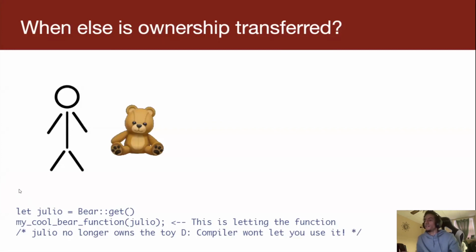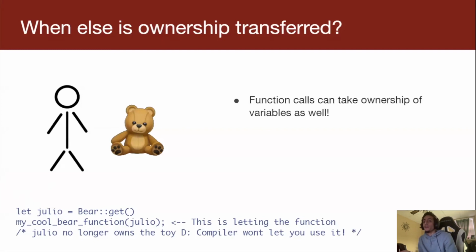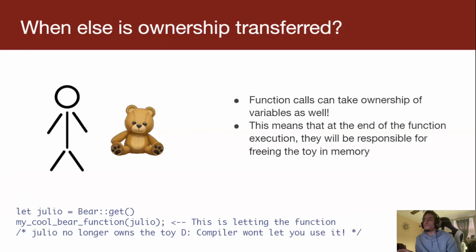So in this little code snippet, Julio has the bear and calls a function, my cool bear function, passing in Julio. And so in this case, you can imagine that the function is taking ownership of the bear. It has taken the bear from you in the same way that Ryan took the bear from me earlier, such that now any attempt to do anything with Julio, like print or whatever else, also isn't going to work. But the benefit being that now the freeing responsibility has been delegated over to the function. So now the function needs to be the one to free that information, no longer this main piece of code. Any questions on this idea of now functions being able to have ownership?